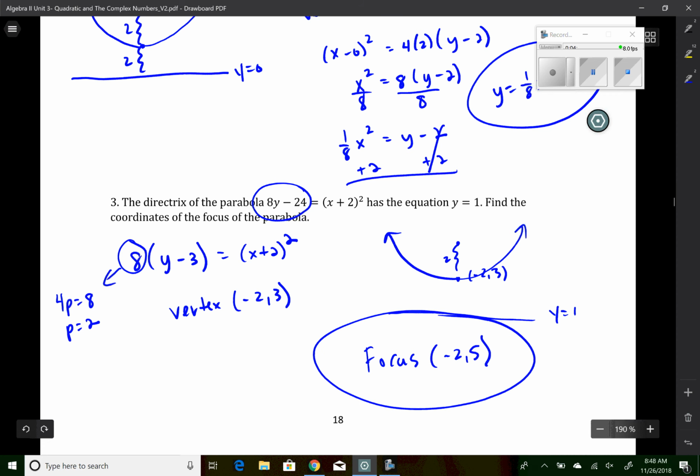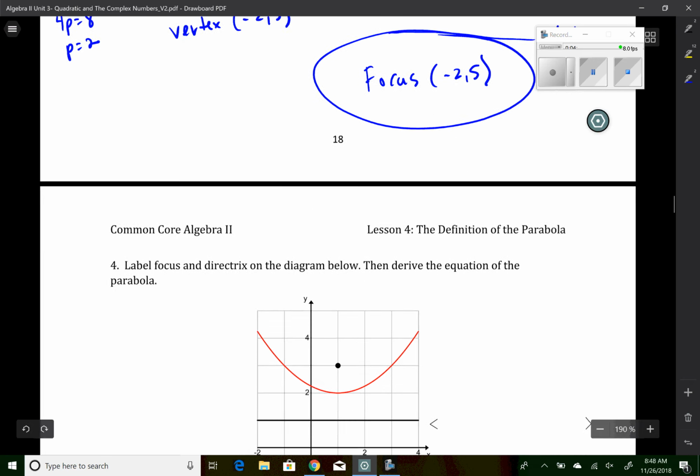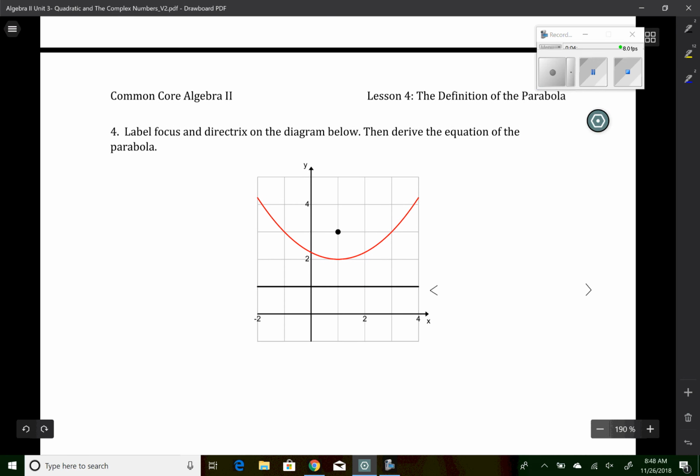There are other ways of doing this, but this, I think, is the easiest way. Number 4 says, label the focus and the directrix in a diagram and then derive the equation. So here's the focus, here's the directrix. I notice there's a distance of 1 here, so p is 1. I see the vertex is the coordinate (1, 2).